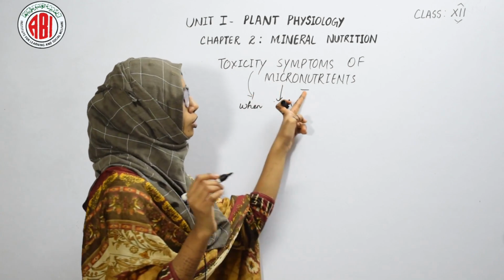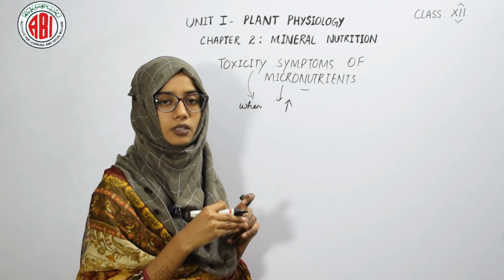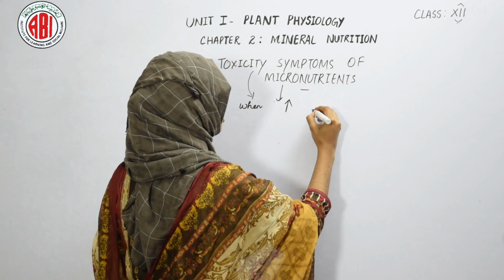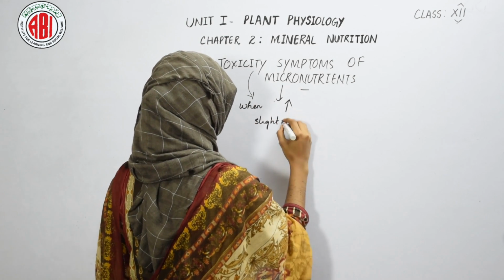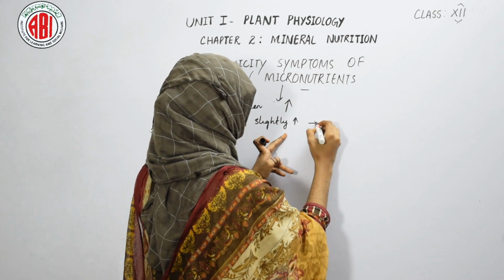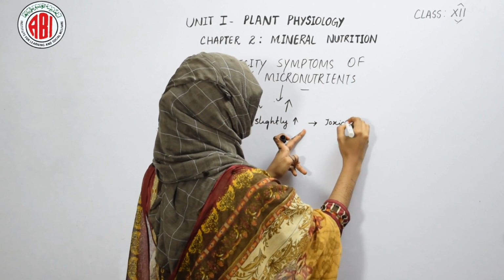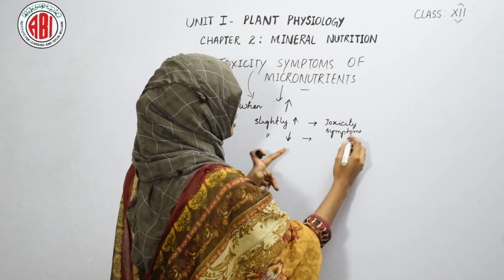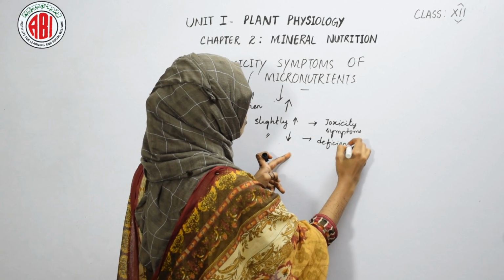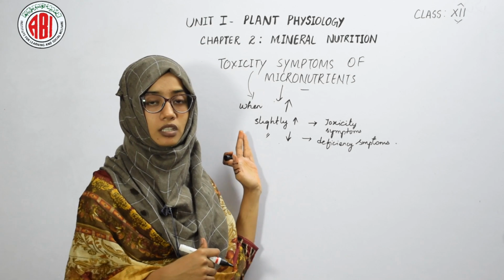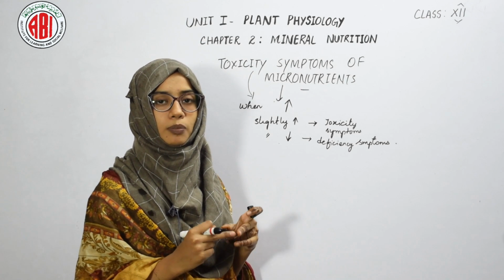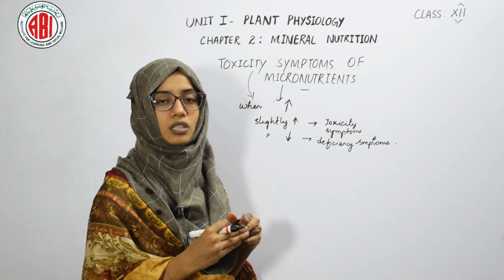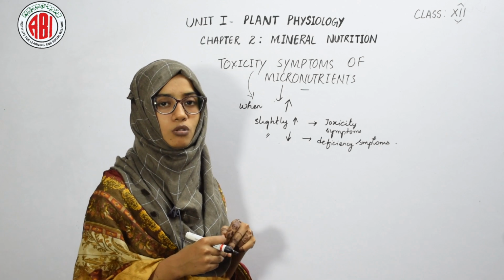We know that micronutrients are the elements which are required by the plants in a lesser amount, but when these micronutrients show a slight increase in their amount, then we can see the toxicity symptoms. And when these micronutrients show a slight decrease in their amounts, then we can see the deficiency symptoms in the plant body. The concentration of the mineral ions which reduces the dry weight of the plant body by 10% is known as toxic, and the symptoms shown in that condition are called toxicity symptoms.